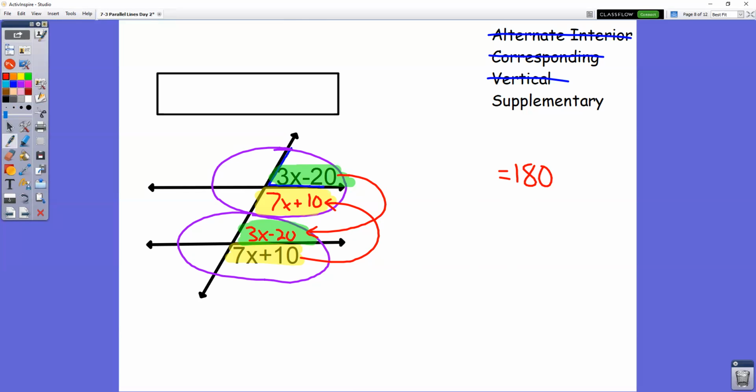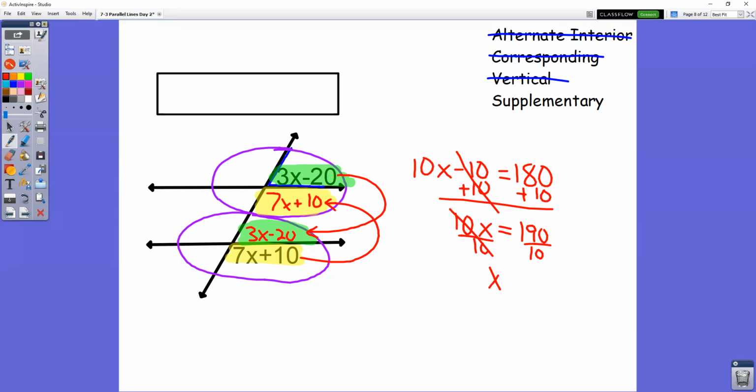Supplementary angles add up to 180. So 3x plus 7x is 10x. Negative 20 plus 10 is negative 10. So solving this two-step equation, plus 10 plus 10. So I have 10x equals 190. Divide by 10, divide by 10.